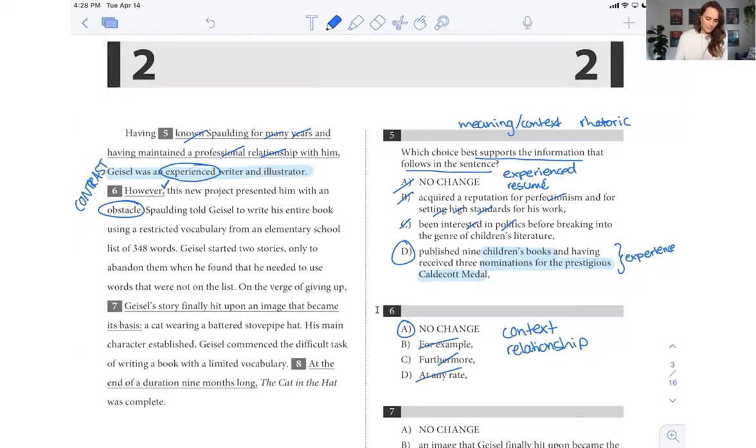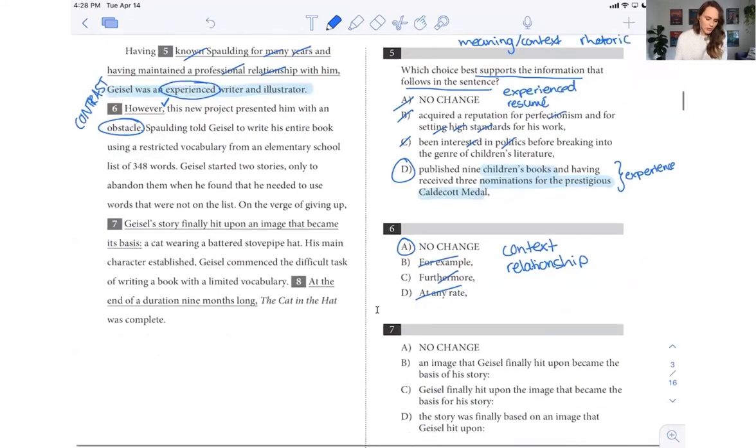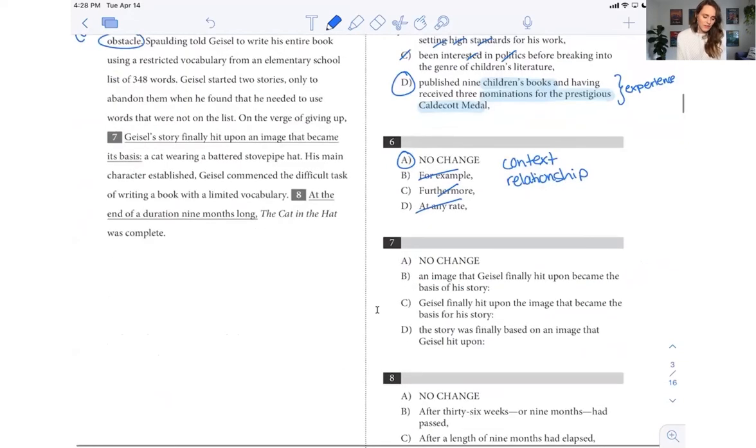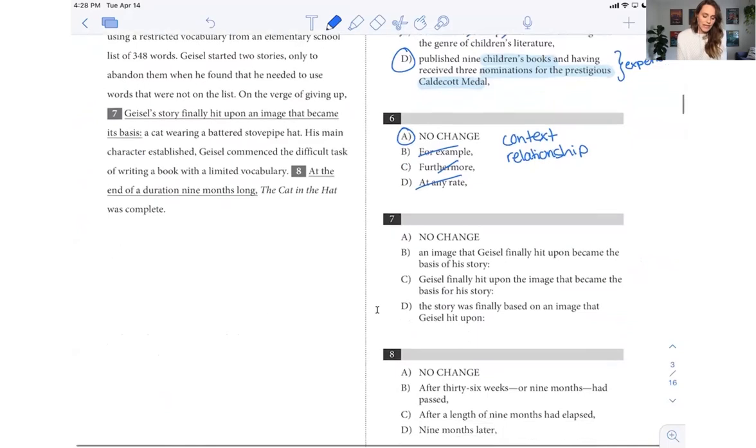Number 7. So on the verge, let's go up actually. So Spalding told Geisel to write his entire book using a restricted vocabulary from an elementary school list of 348 words. Geisel started 2 stories only to abandon them when he found that he needed to use words that were not on the list. On the verge of giving up, Geisel's story finally hit upon an image that became its basis.